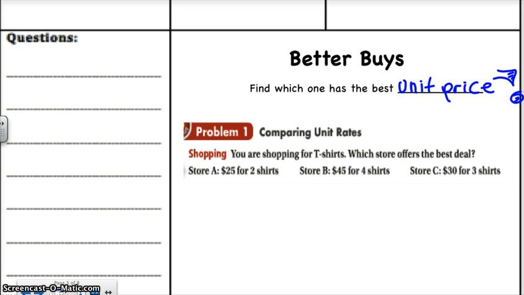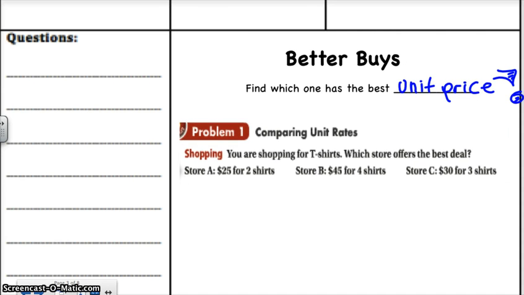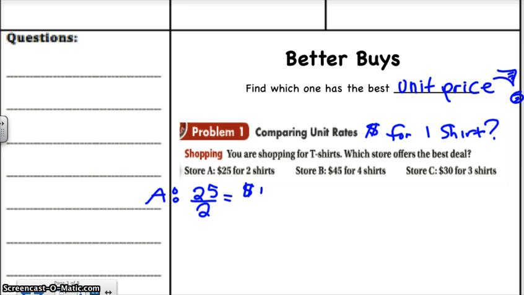So you're shopping for t-shirts. Which store is offering the best deal? Store A says for 25 bucks you get 2 shirts. Store B says 45 for 4, and store C says 30 bucks for 3. So my unit price is how much money for one shirt. That's what I need to find out. So for store A, I'm going to go 25 dollars divided by 2 shirts. And what's that, $12.50? This is $12.50 per shirt.